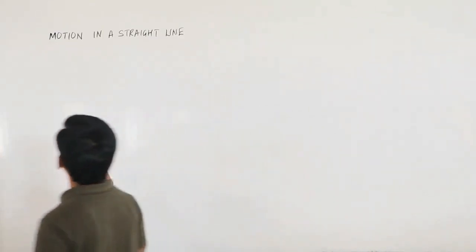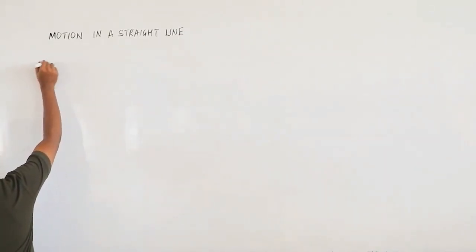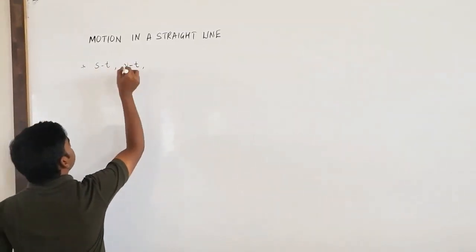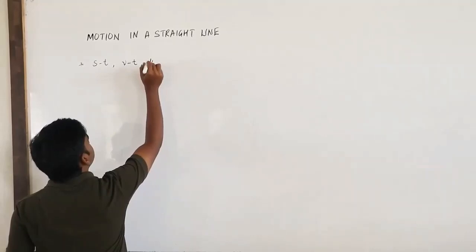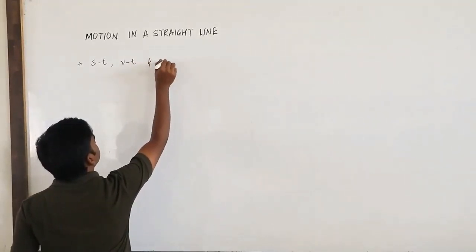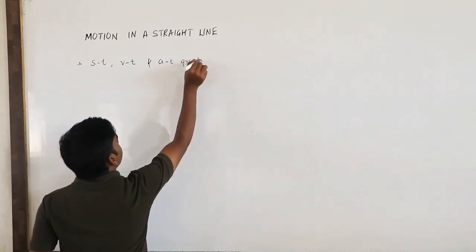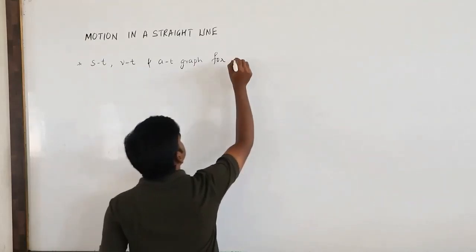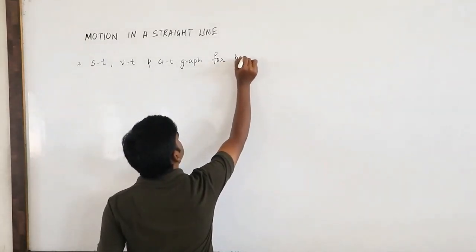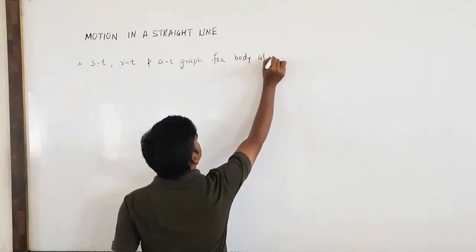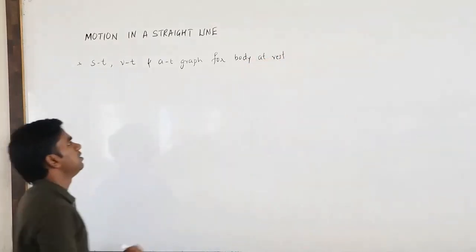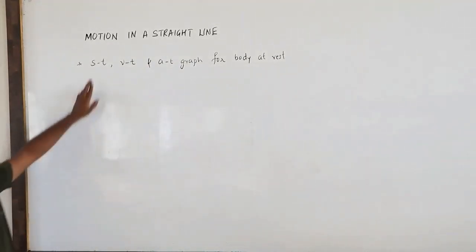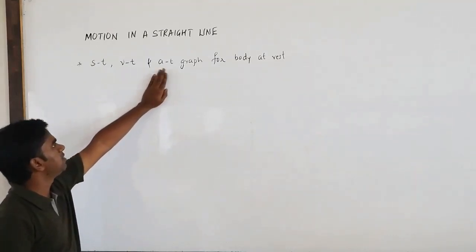So first I will take the position time graph, we can call it the ST graph, and the velocity time graph I will take as VT, and the acceleration time graph, for a body at rest, for an object at rest or body at rest. Okay, so this ST means what? Position time, velocity time and acceleration time graph.